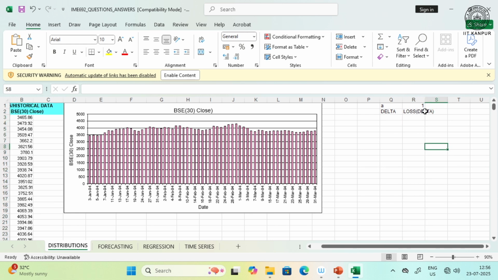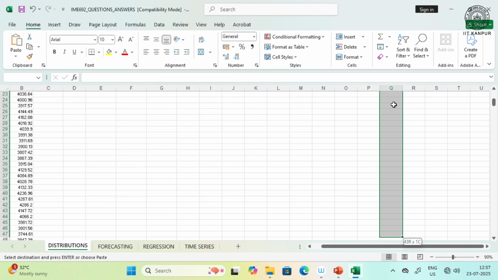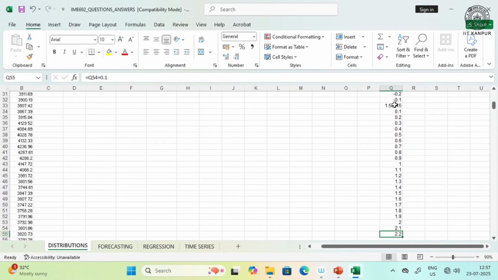So, I will have the delta value starting, say for example, with the difference being minus 3, and I will increment it with values of 0.1. So, I have minus 3 as the delta value, and it goes up to 2.2. So, I will mark it up to 3. So, these are the delta values.